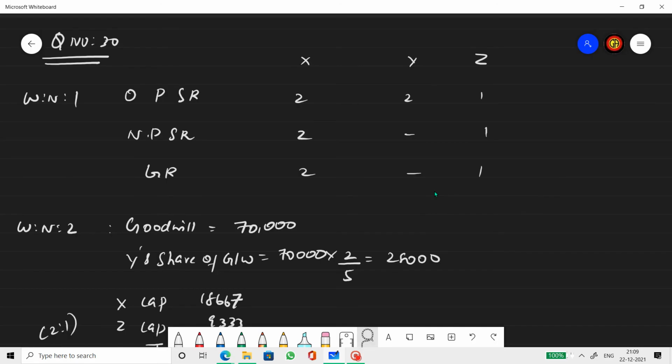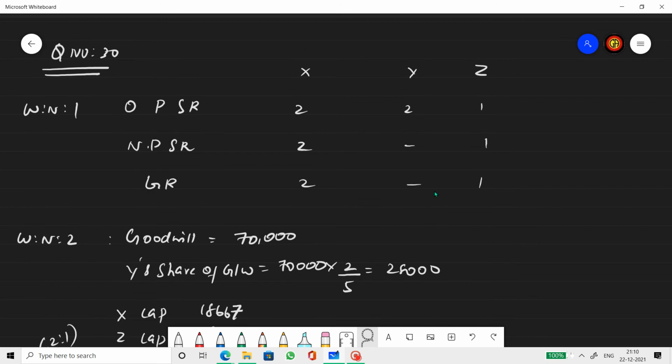So here is the working of that question. Let's do some working notes, then we can start the full-fledged sum. Working note number 1 is finding the gaining or sacrificing ratio. OPSR given in the question is 2:2:1. As the question is silent, Y retires, so Y will not have any share in future. So NPSR will be 2:1 between X and Z. When NPSR is 2:1, the gaining ratio is also 2:1. We have already done enough sums to understand this, so I'm not getting into that in detail.